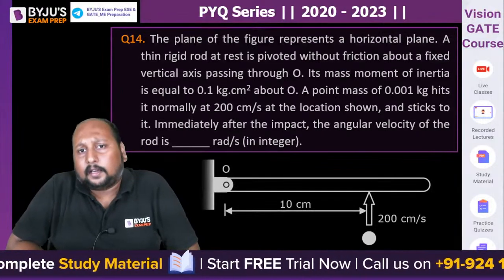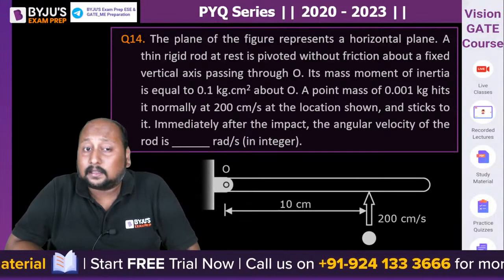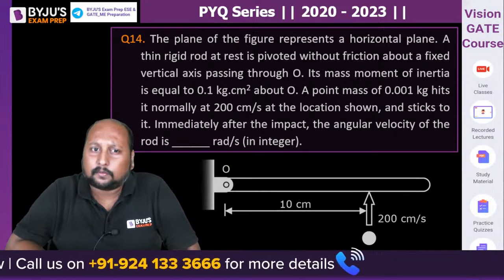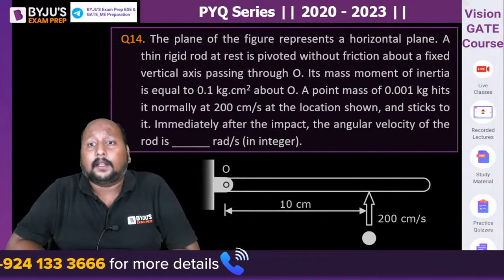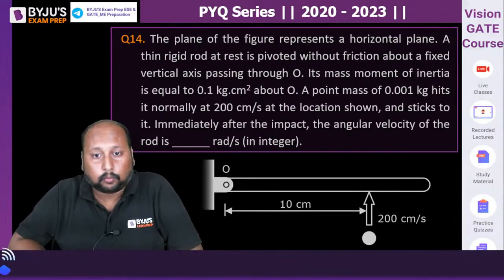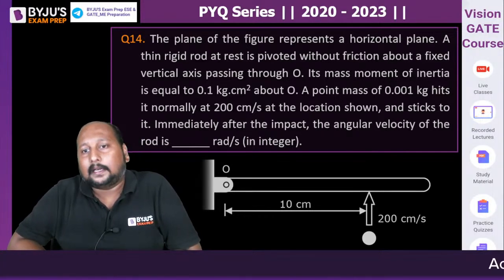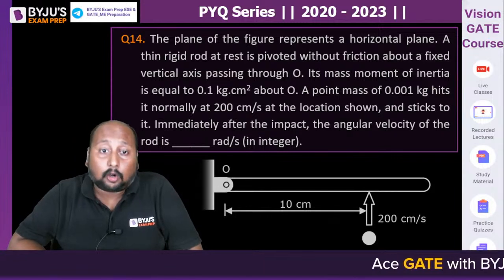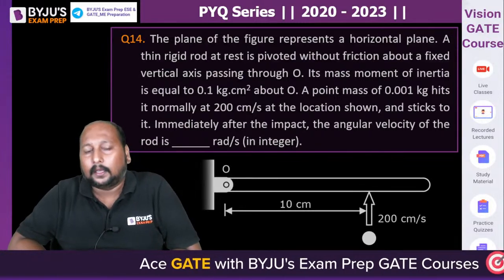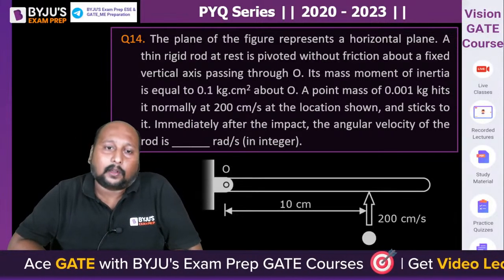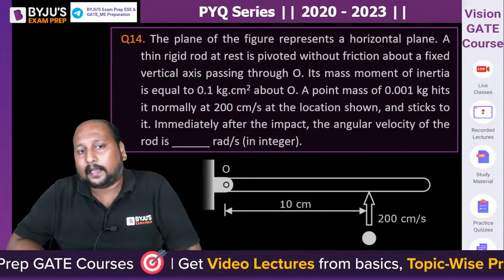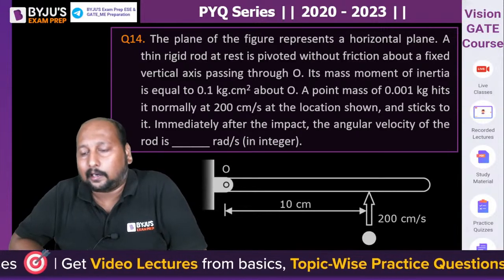A plane figure represents a horizontal plane. A thin rigid rod at rest is pivoted without friction about a fixed vertical axis passing through point O. The mass moment of inertia is 0.1 kg centimeter square about O. A point mass of 0.001 kg hits it normally at 200 centimeter per second at the location shown and sticks to it immediately after the impact. What is the angular velocity of the rod? A simple question. We have to apply the concept of conservation of angular momentum.